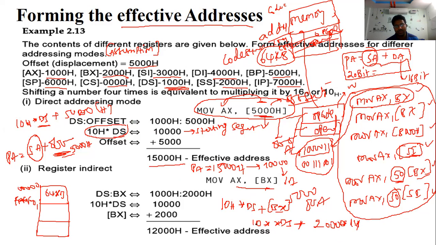So 10,000 plus 2,000 is nothing but 12,000. Yes, 12,000 is the effective address. This is the segment address value, and this is the offset value.